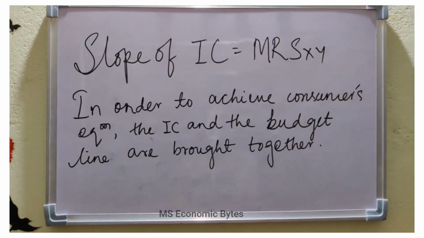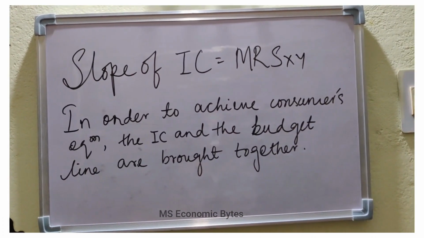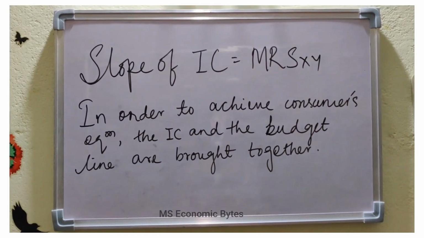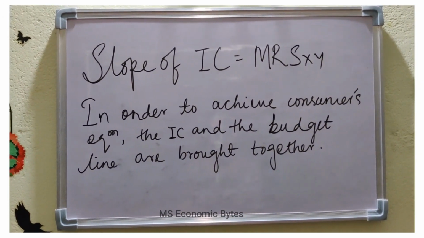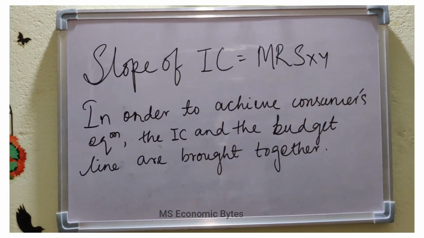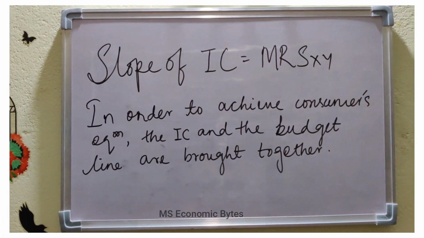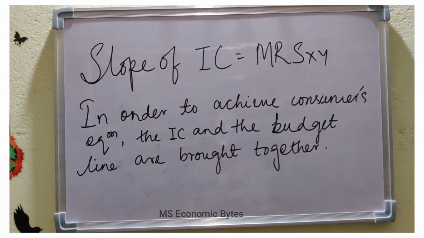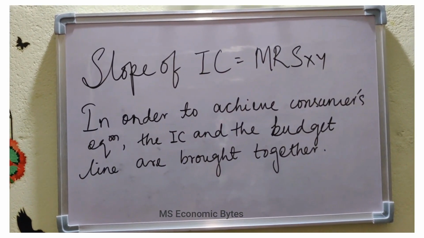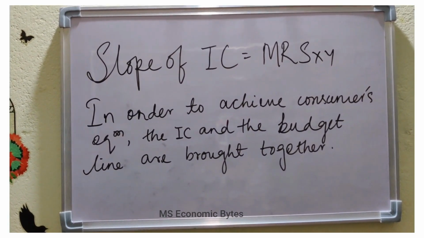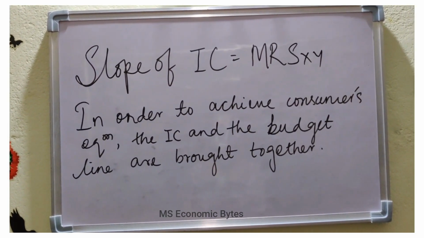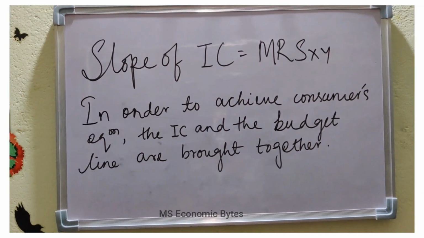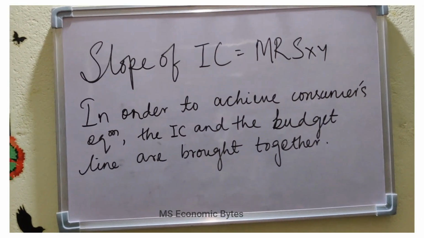Now, the slope of the indifference curve is called the marginal rate of substitution, that is MRS XY. Suppose there is a consumer who is consuming two goods, good X and good Y. Suppose the consumer wants to increase the consumption of good X by 1 unit, then he has to reduce the consumption of good Y by some units. That is called the marginal rate of substitution or MRS, which is the slope of the indifference curve or IC. Now, in order to achieve consumers' equilibrium, the indifference curve and the budget line are brought together.